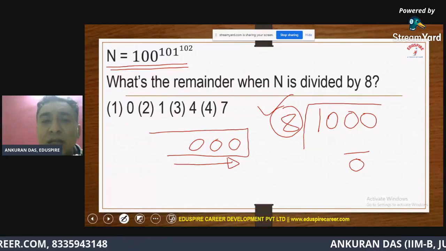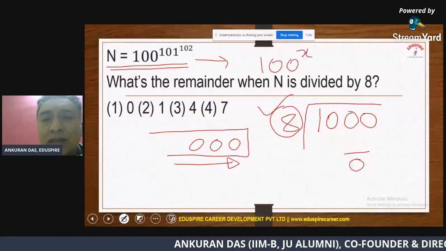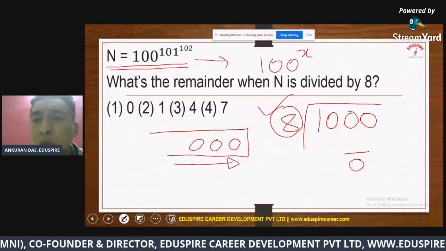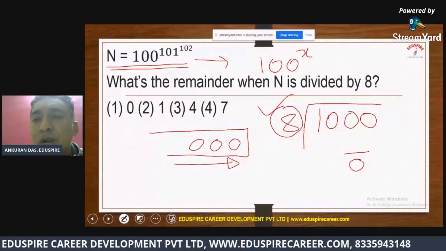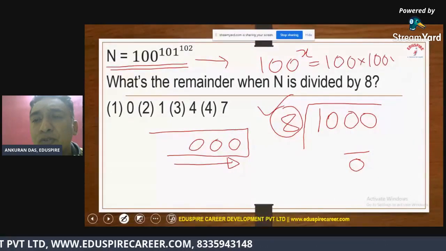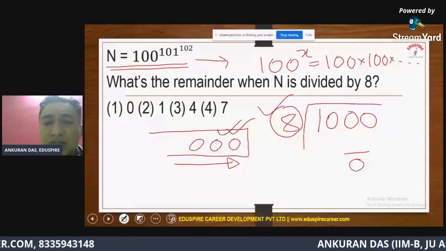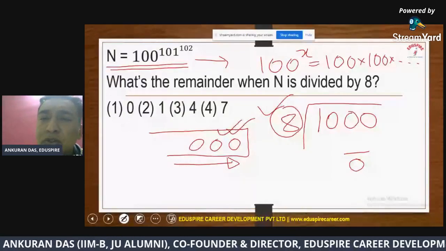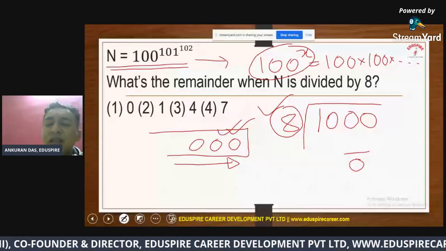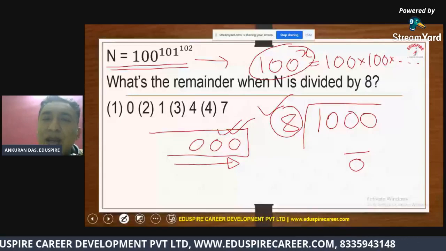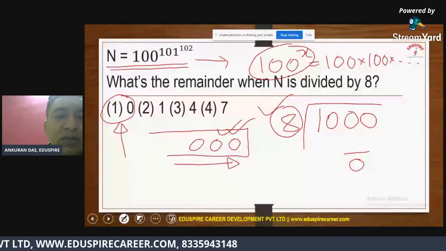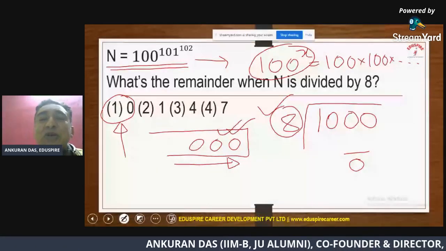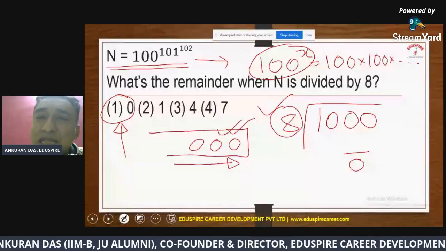Now look at this number, guys. It is 100 power x, where x is a large number itself, which is 101 power 102. So I am going to multiply 100 with itself so many times. The last 3 digits will be 0. In fact, many other digits apart from the 3 digits will be 0. Hence, of course, this number will always be perfectly divisible by 8. And hence, your answer to this question will be 0. Wasn't it interesting? All right. I hope that was clear to all of you.